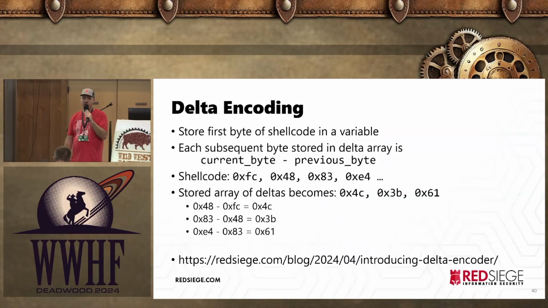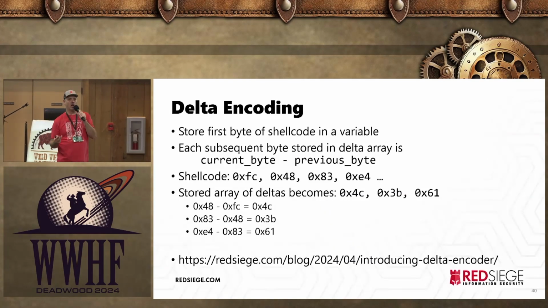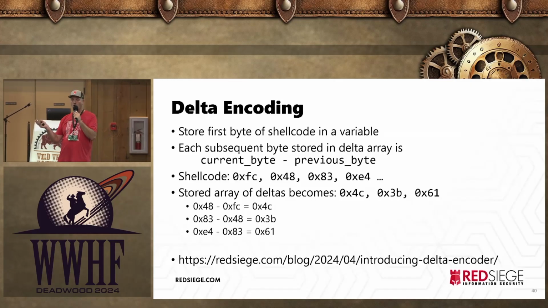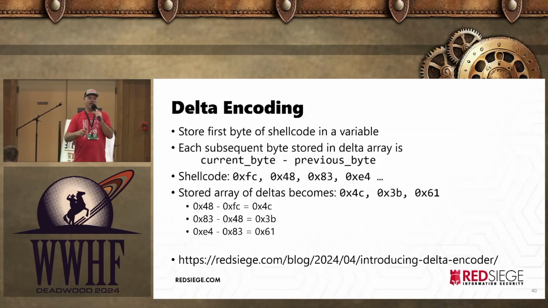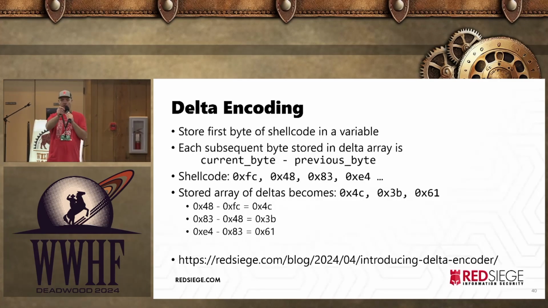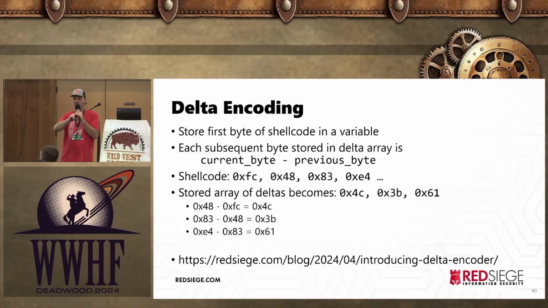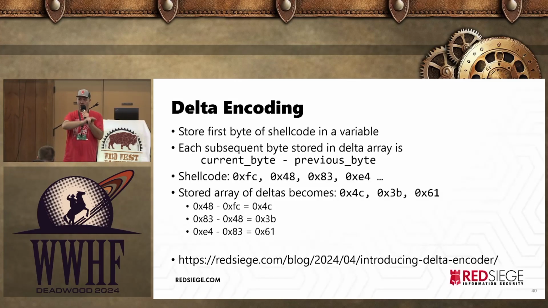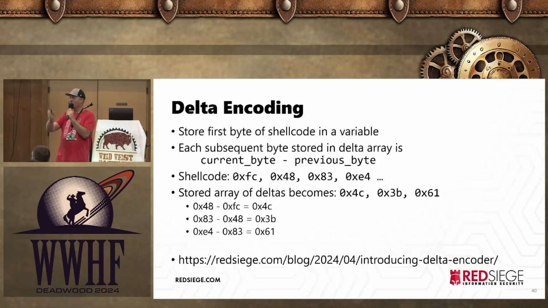So Corey came up with this idea. He called it offsets. We later found out that it's called delta encoding, but Corey Overstreet on our team wrote a blog about it that I've got linked here. But the idea is you take your first byte of shellcode and you store that value. You go to your second byte of shellcode, and now we're going to build a new array of values for the rest of our shellcode. And I subtract the first byte of shellcode from my current byte of shellcode, which is the second byte of shellcode. And I store that value.